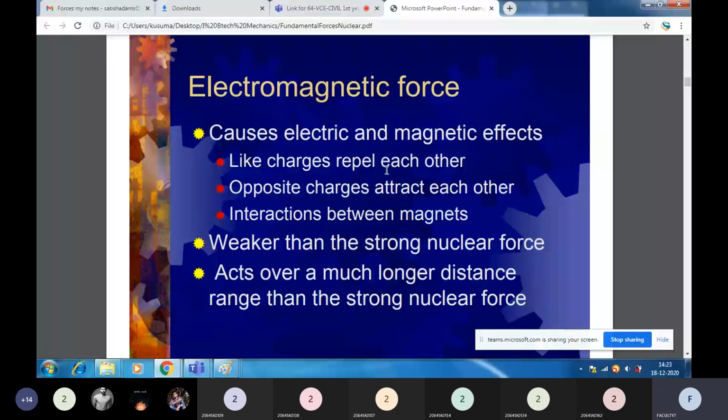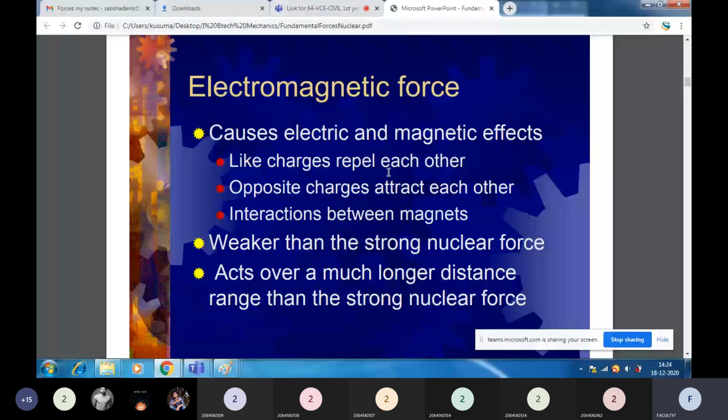Like charges will repel each other, and regarding opposite charges there will be a force of attraction. So what is the important point here? This electromagnetic force might be attractive, or it might be repulsive. So both chances are there. The electromagnetic force might be attractive or repulsive depending on the charges we are considering. So that is regarding the electric force.